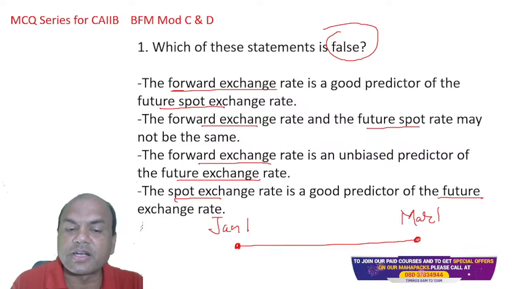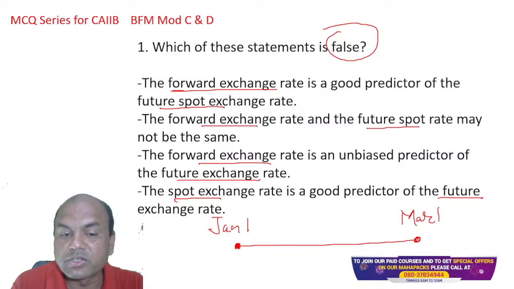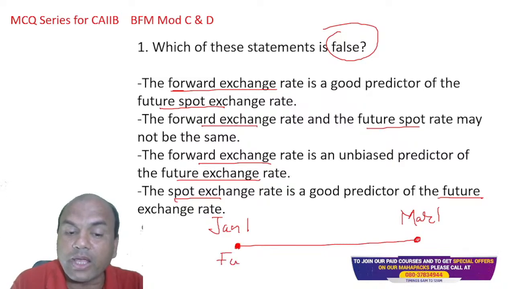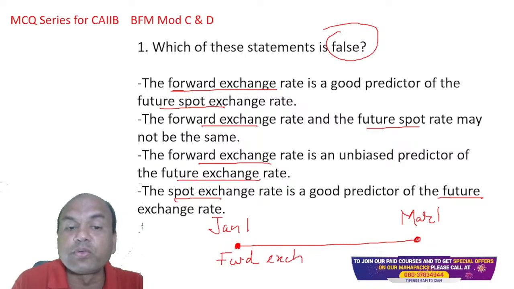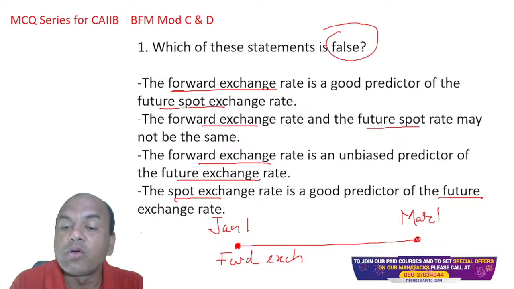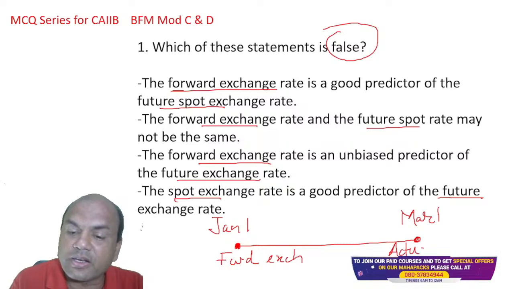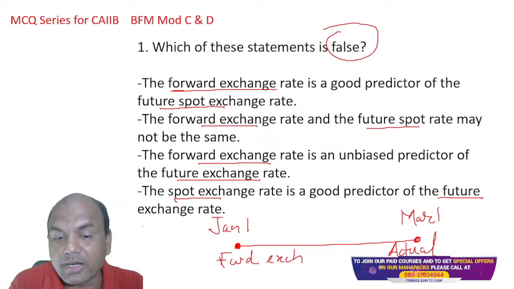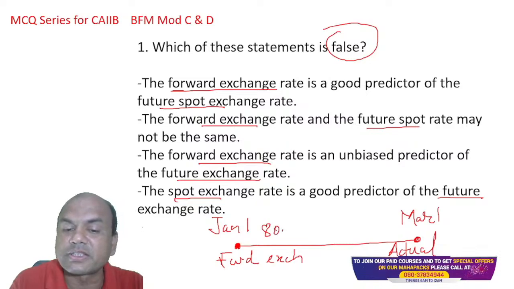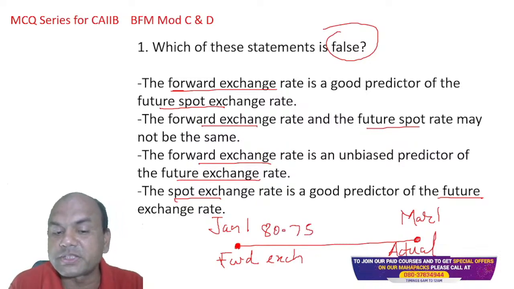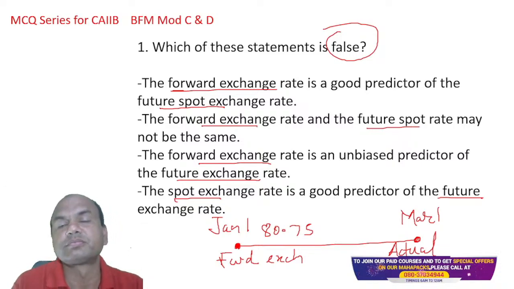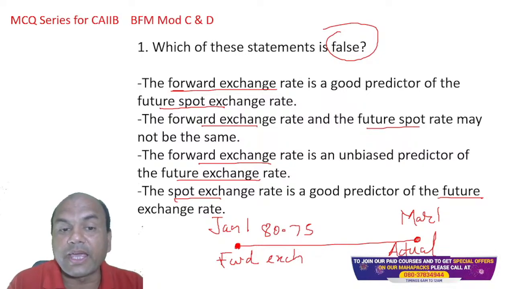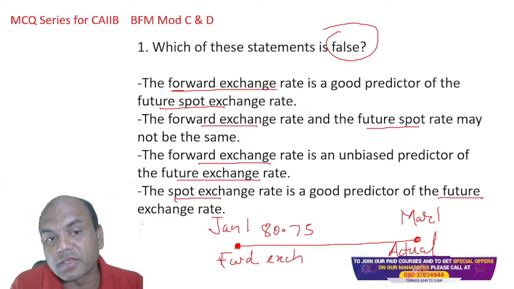When I say forward exchange rate, I book this rate today for March. So this is known as forward because I have booked it today. Now what is future spot exchange? It means the actual rate on March. If I book this rate today for March at 80 rupees 75 paise, but actually on this date it goes to, let's say, 83 rupees, then this is known as my actual future spot exchange, and the rate which I book today for the future is known as forward exchange.